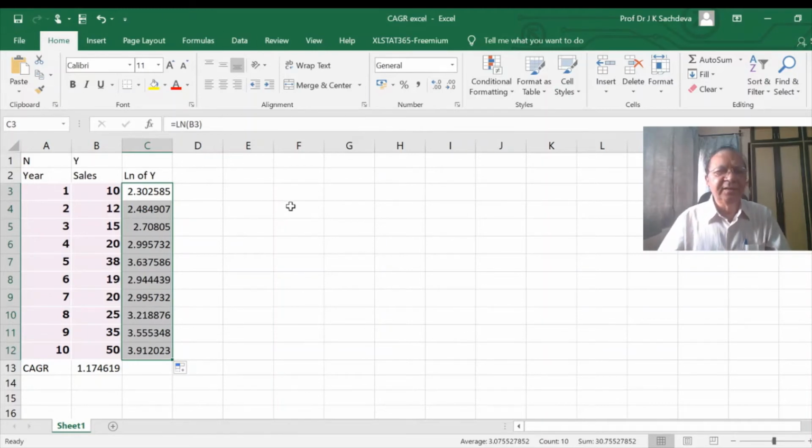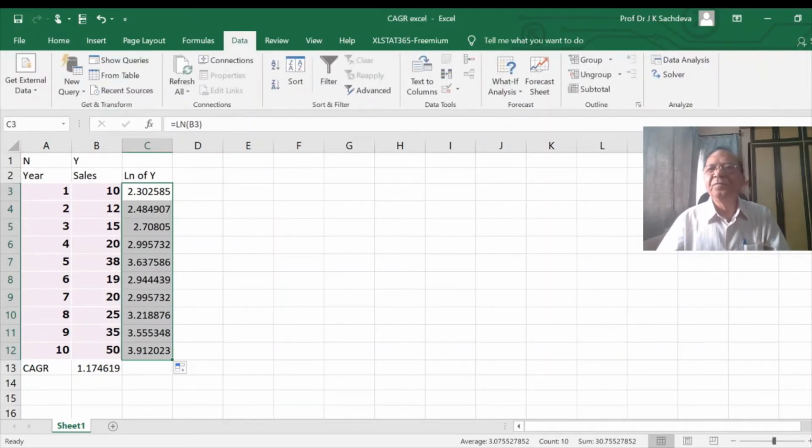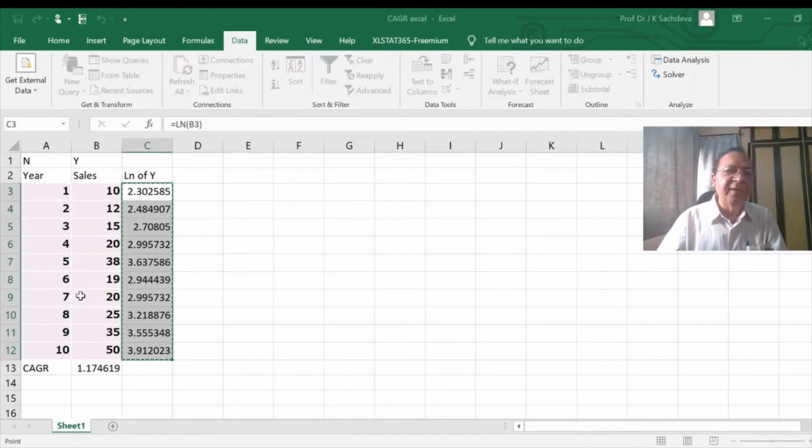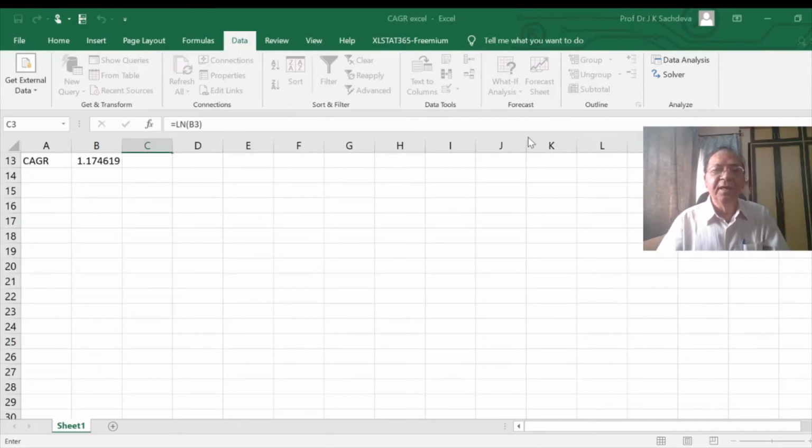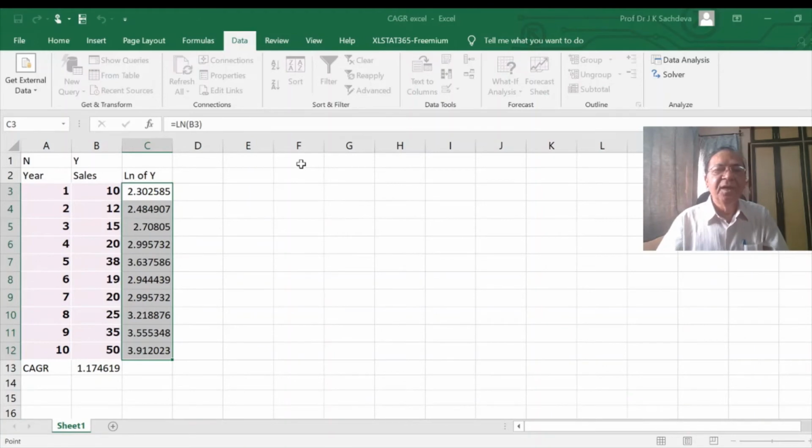Now I'll go to Data, then Data Analysis. Then I will search for Regression and say OK. The y range will be this one, because the ln which I have taken will be my y range. The X range will be my numbers, all numbers 1 to 10. And I can put the output somewhere here. I'll say OK.